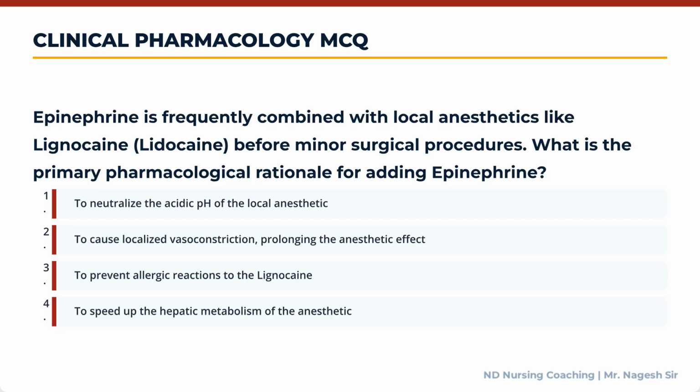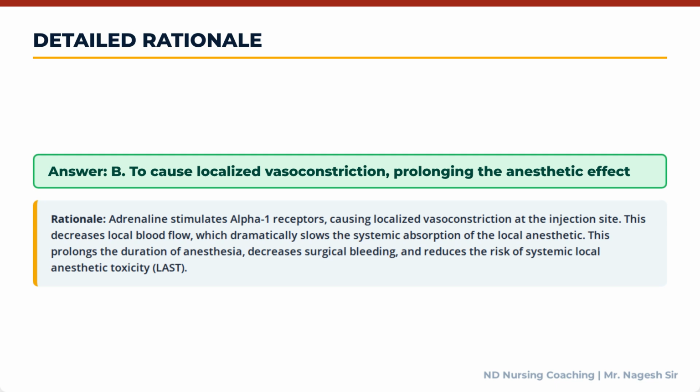Epinephrine is often combined with local anesthetics like lignocaine. What is the primary pharmacological rationale for adding epinephrine? The answer is B, to cause localized vasoconstriction, prolonging the anesthetic effect. Adrenaline stimulates alpha-1 receptors, decreasing local blood flow and slowing systemic absorption, which prolongs anesthesia and reduces systemic toxicity.